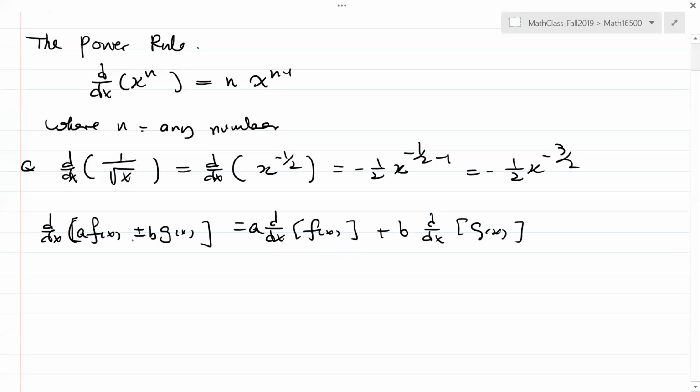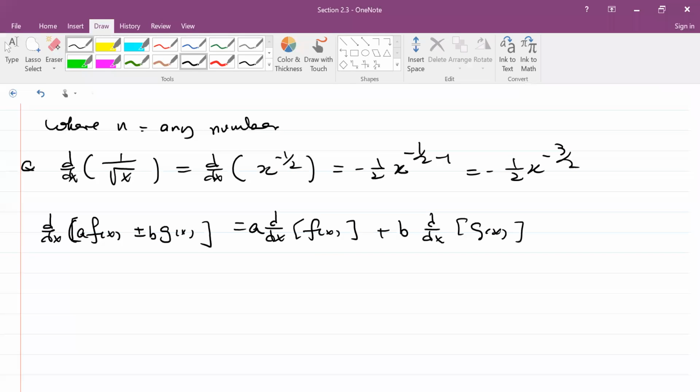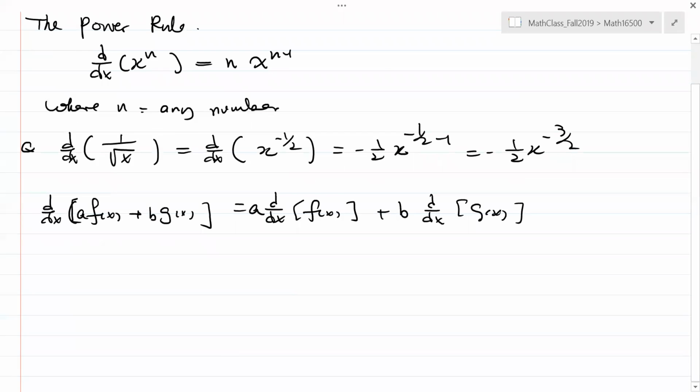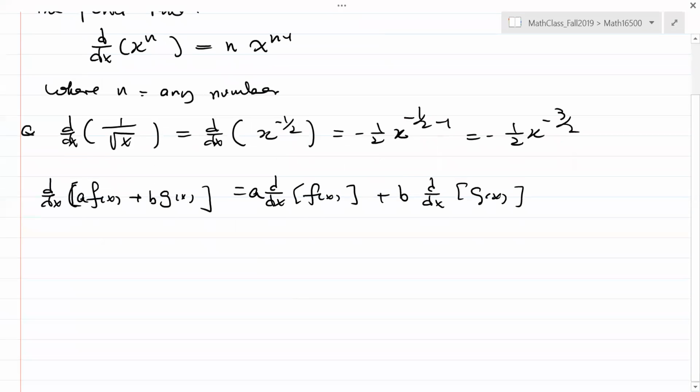In this case, if I use arbitrary numbers, then I don't need to put plus or minus here. I just say the sum. So b can be a negative number. That's called the linearity of the derivative. It's a linear combination of two functions. If you differentiate them, you just differentiate each function, then use the same linear combination. So this is very nice. We just differentiate each term.